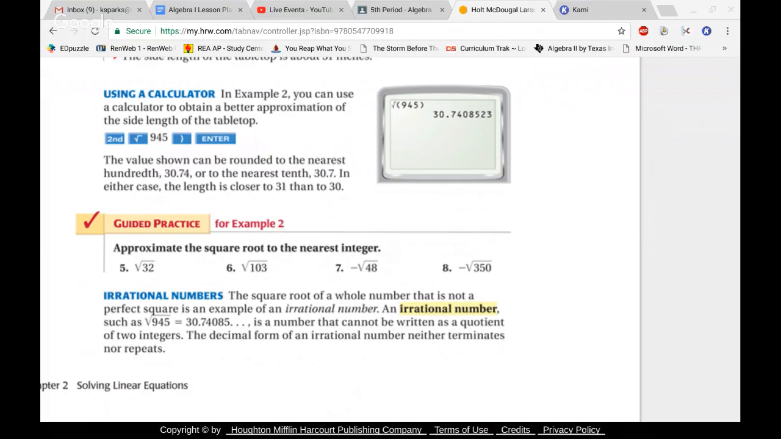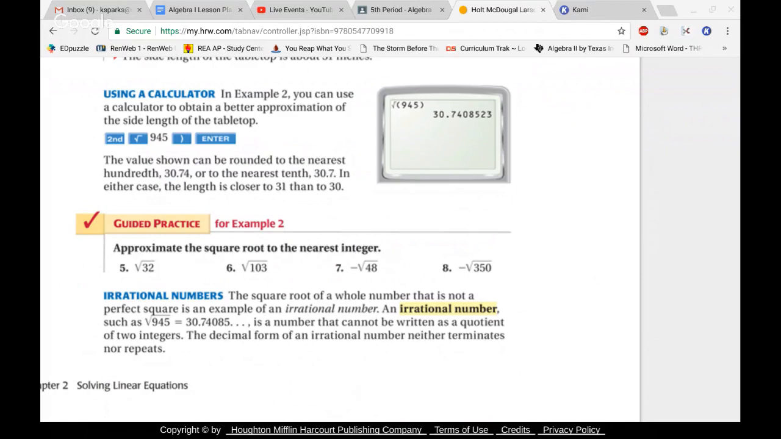So I can look at number 6, and 10 squared is 100, and 11 squared is 121. So I can really almost honestly say, because 103 is so close to 100 and so far away from 121, the square root is much closer to being the square root of 100, which is 10. Does that make sense?